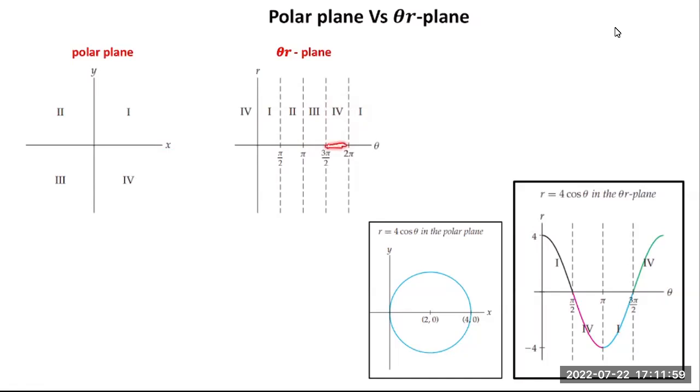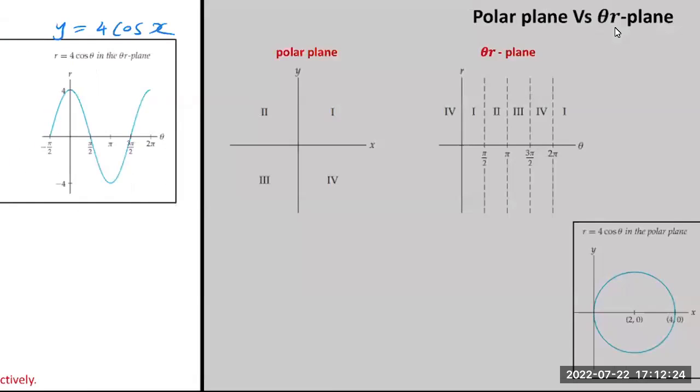This range will correspond to the fourth quadrant on the theta polar plane. Okay. All right. Now, revisiting the previous example, the graph of this polar equation on the polar plane would look like a circle like this, with center (2, 0). And this is the graph on the theta-R plane. We saw that from the previous example.